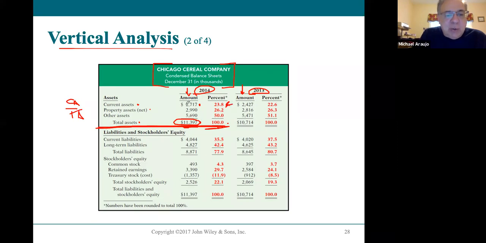So when you take $2,717, which is the current assets, and you divide it by the base of 11,379, you're going to see that current assets represent 23.8% of all the assets this company had in 2014. You're going to do the same for property assets over total assets to get the 26%. 2,990 divided by the total assets, 11,397, means that property assets represent 26% of all the assets that company had in 2014.